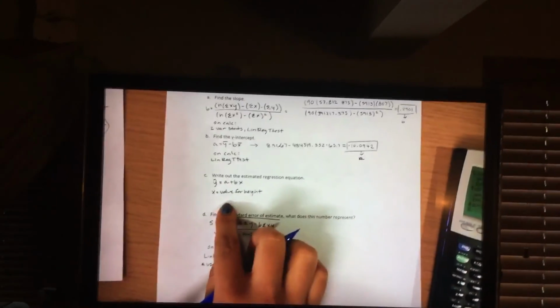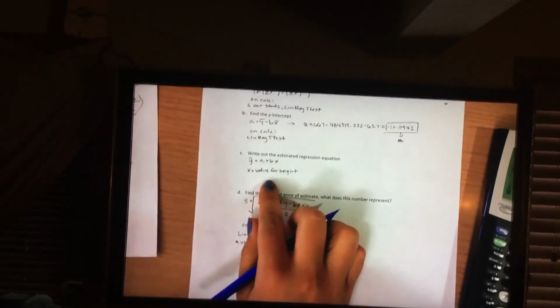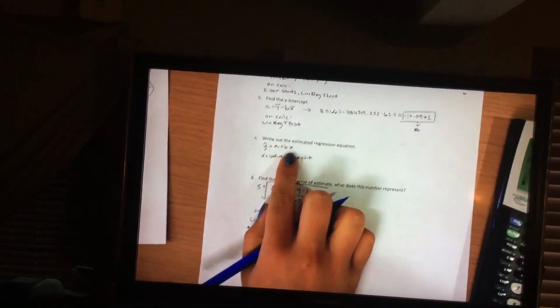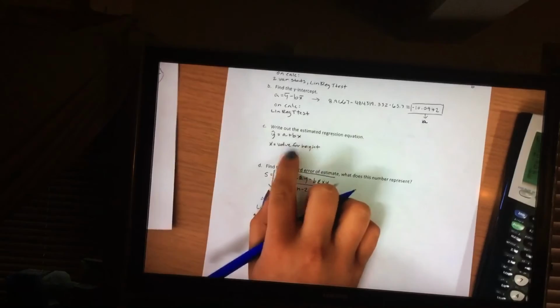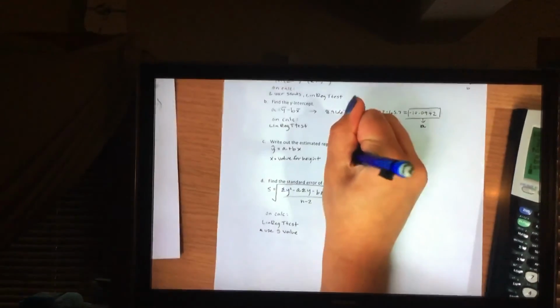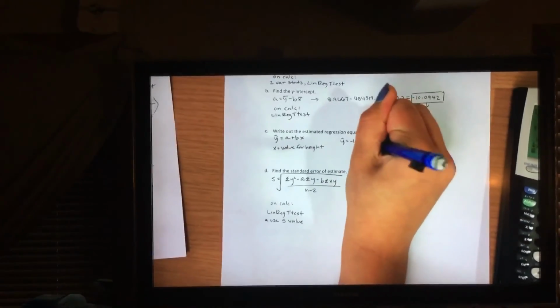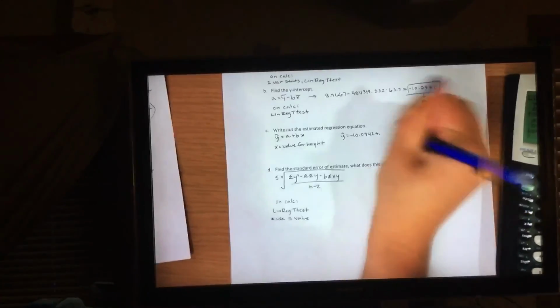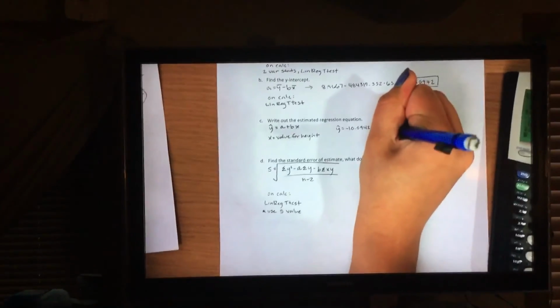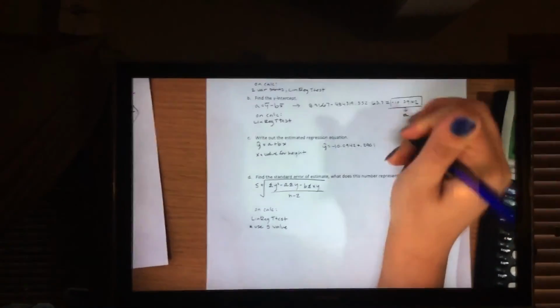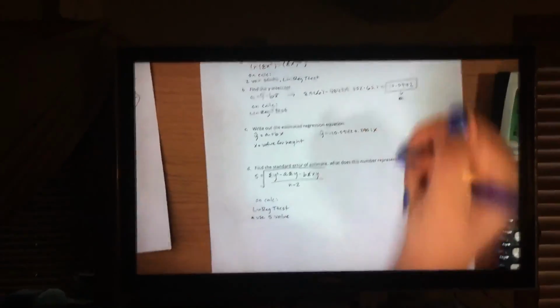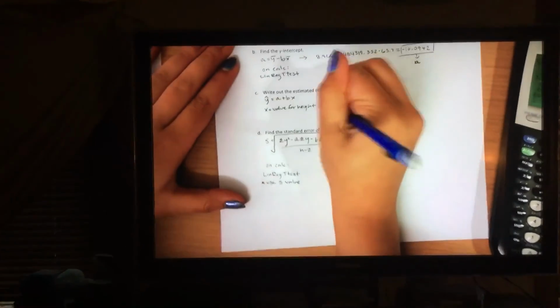For problem C, we are going to write out the estimated regression equation. So we're going to use the format y hat equals a plus bx, where x is our value for height. And so that's going to be y hat equals negative 10.0942 plus 0.2901x. And that's all you have to do for that one.